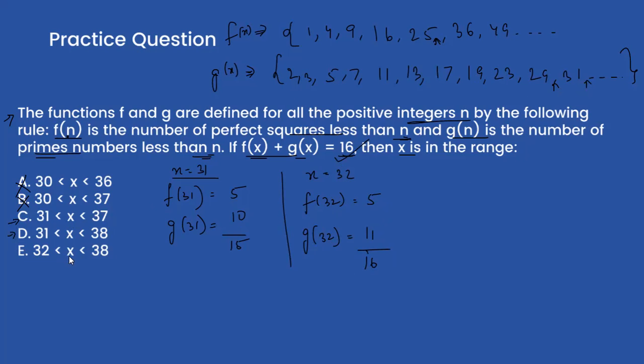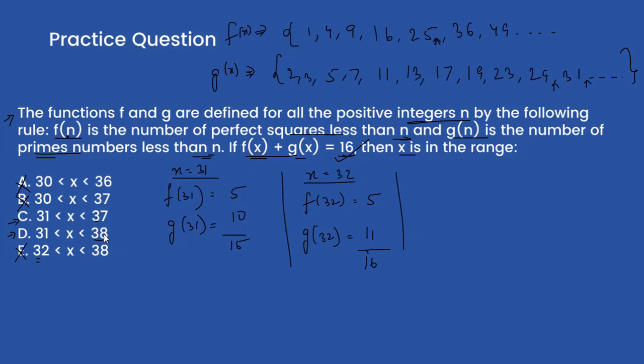Now, E also goes away, because it has to satisfy the complete range. This also goes away. Why? Because 32 is not included, but we have just seen that 32 has to be there in that particular range for x to satisfy this given relationship of f(x) and g(x). Now, between options C and D, it goes up to 37. X is in between 37 and less than 38. Let's substitute 37.